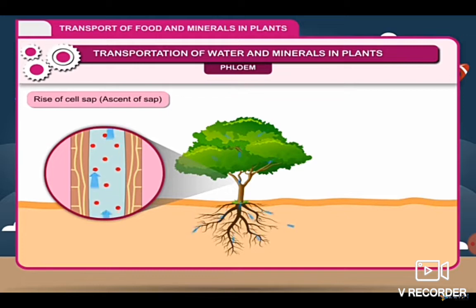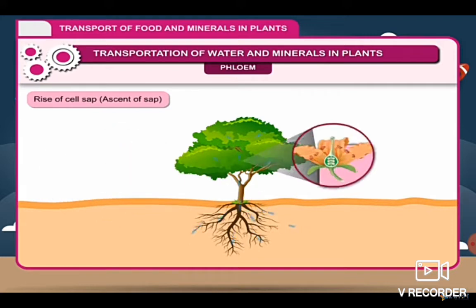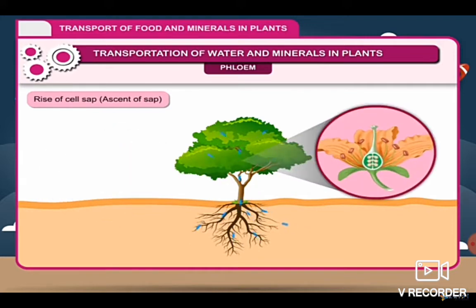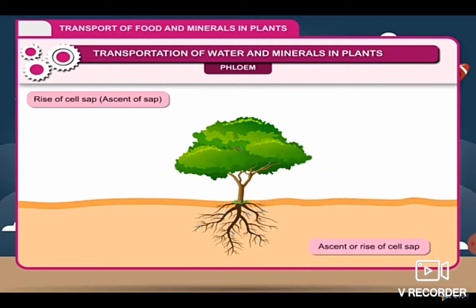The water and mineral solution that is absorbed by the roots and conducted upwards to the stems, leaves, flowers, and other parts of the plant is called ascent or rise of cell sap.